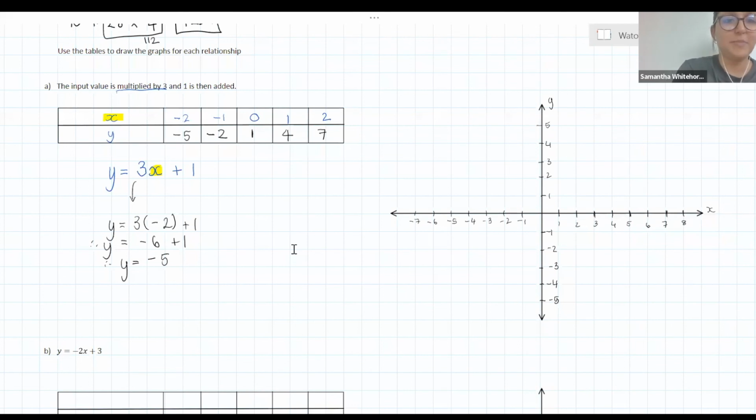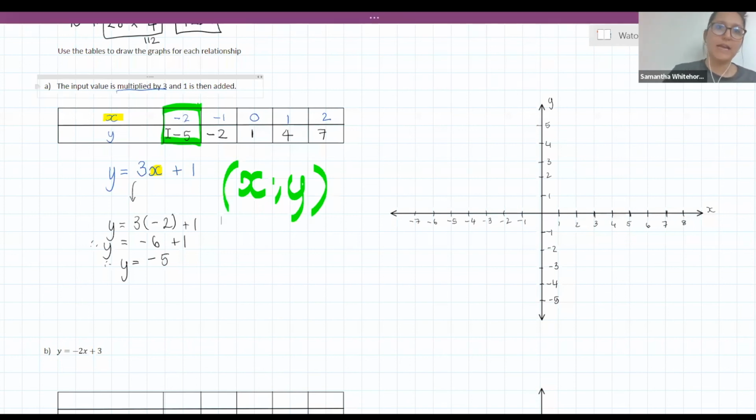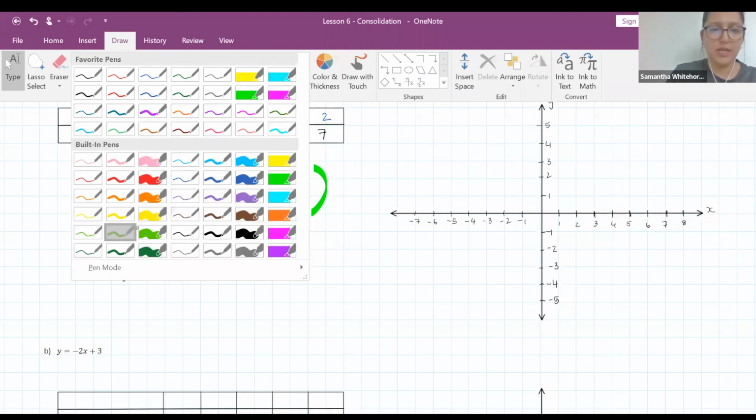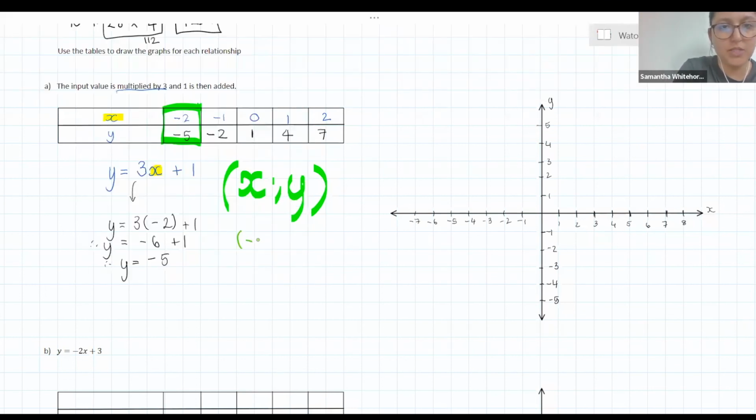So this gives us a pair. It is an X and a Y pair, and we know that that is a coordinate. And so what we can now do is go and plot those coordinates. So just to help us, I'm going to write the coordinate pairs. So we've got -2, -5; -1, -2; 0, 1; 1, 4; and 2, 7.